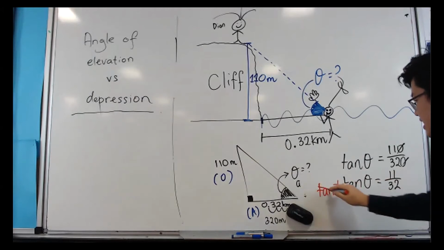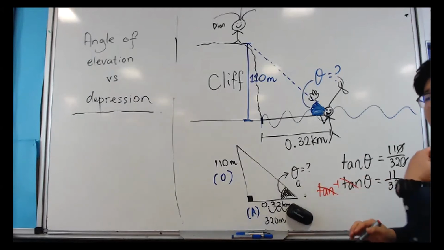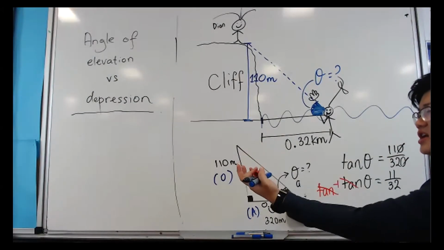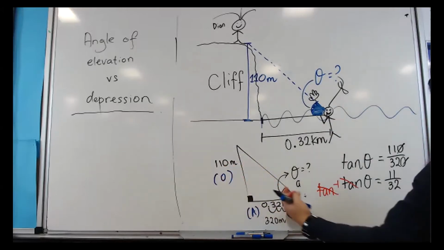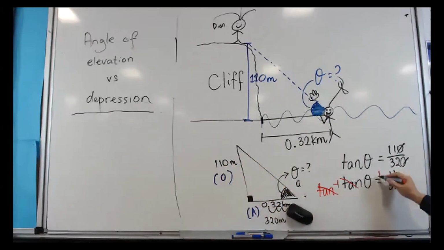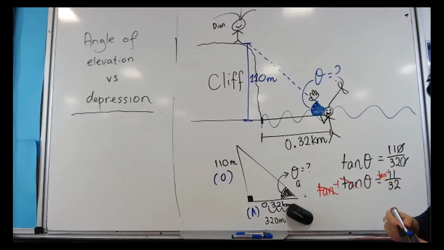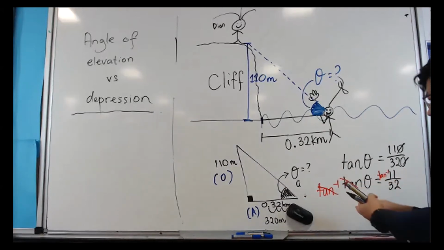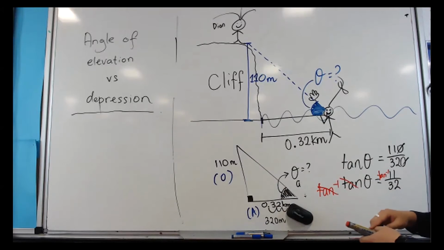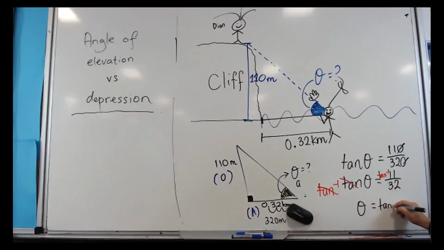If you put arc tangent on the left-hand side of the equation, you have to do the same on the right. Very good. So you pop an arc tangent on the right too. So that brings us to the next step: theta equals arc tangent 11 over 32.